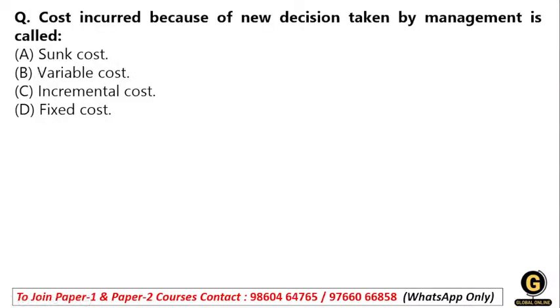Next, cost incurred because of a new decision taken by management. Because in the firm, management takes a new decision, so a new cost arises. So what is that cost? Is it sunk cost? Is it variable cost? Is it fixed cost? Is it incremental cost?